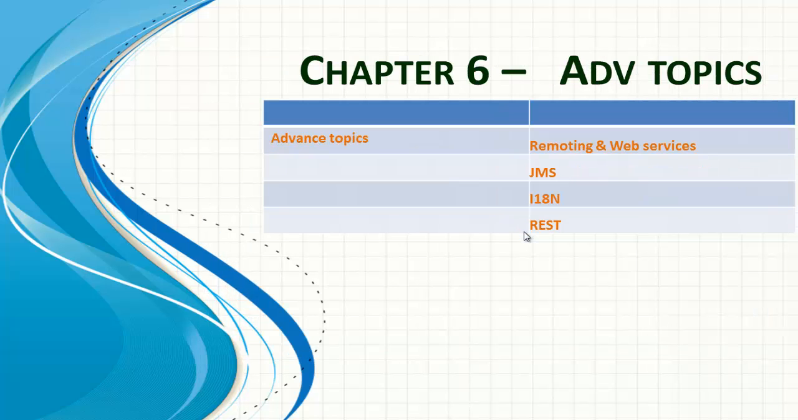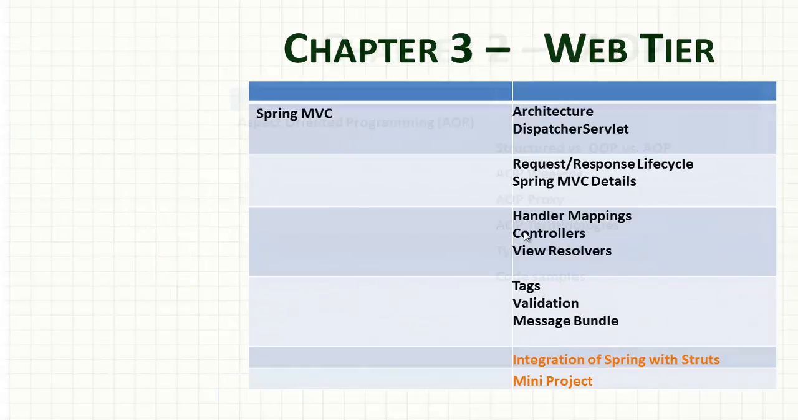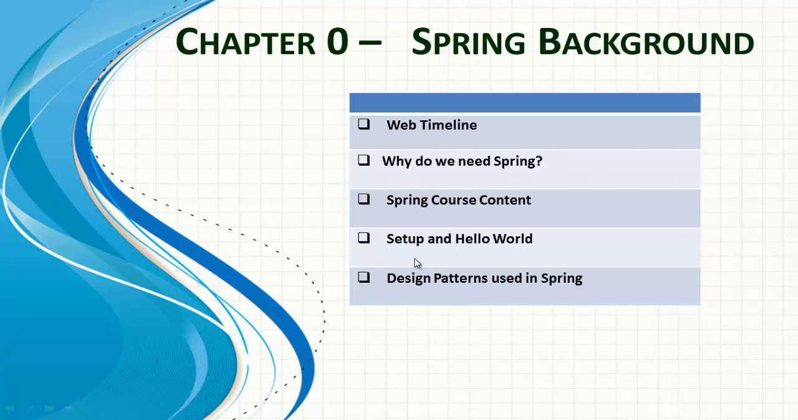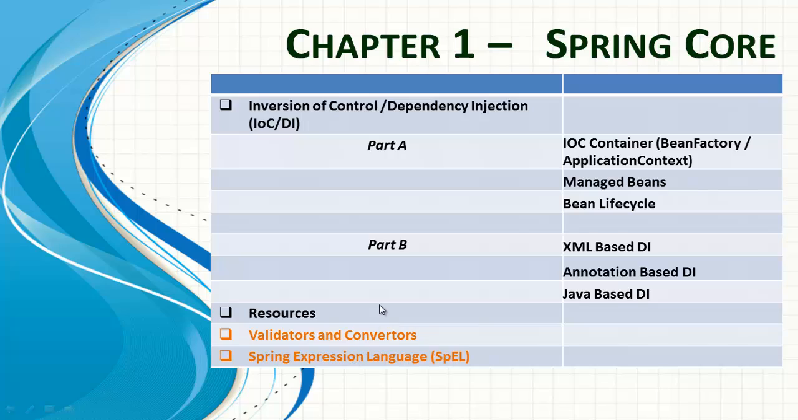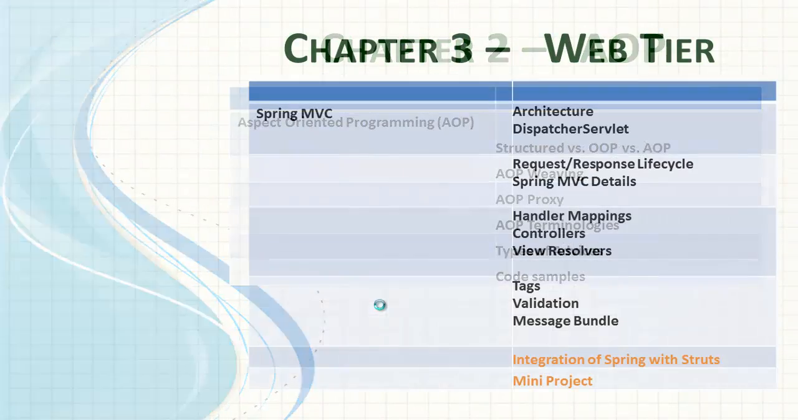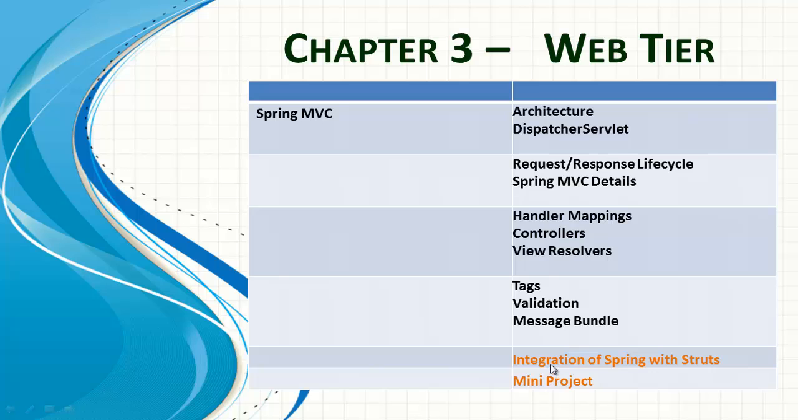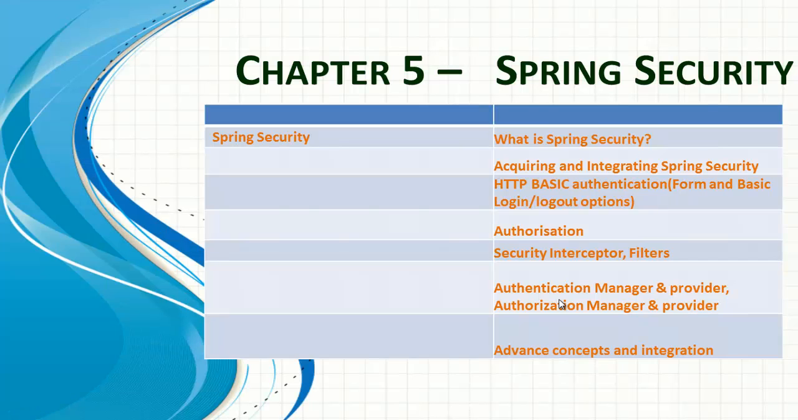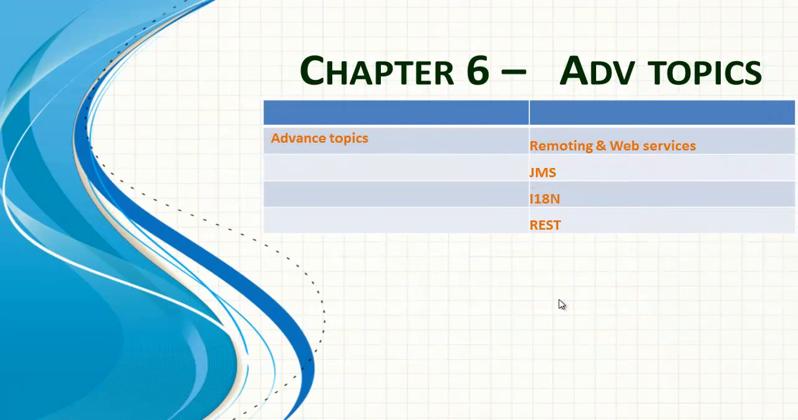And finally chapter 6, which has some advanced topics like remoting, web services, Java messaging service, internationalization and REST. So these are the topics that will be covered in level 2. You can see that all the 7 chapters are normally divided into 2 parts. Spring background is the one that we are talking about, and we are covering this portion, the Spring course content. Chapter 1 has 2 topics in level 2. Chapter 2 has no topics in level 2. Chapter 3 has 2 topics in level 2, and chapter 4 has 4 topics in level 2, and Spring security is not part of level 1, and finally advanced topics are also not part of level 1.